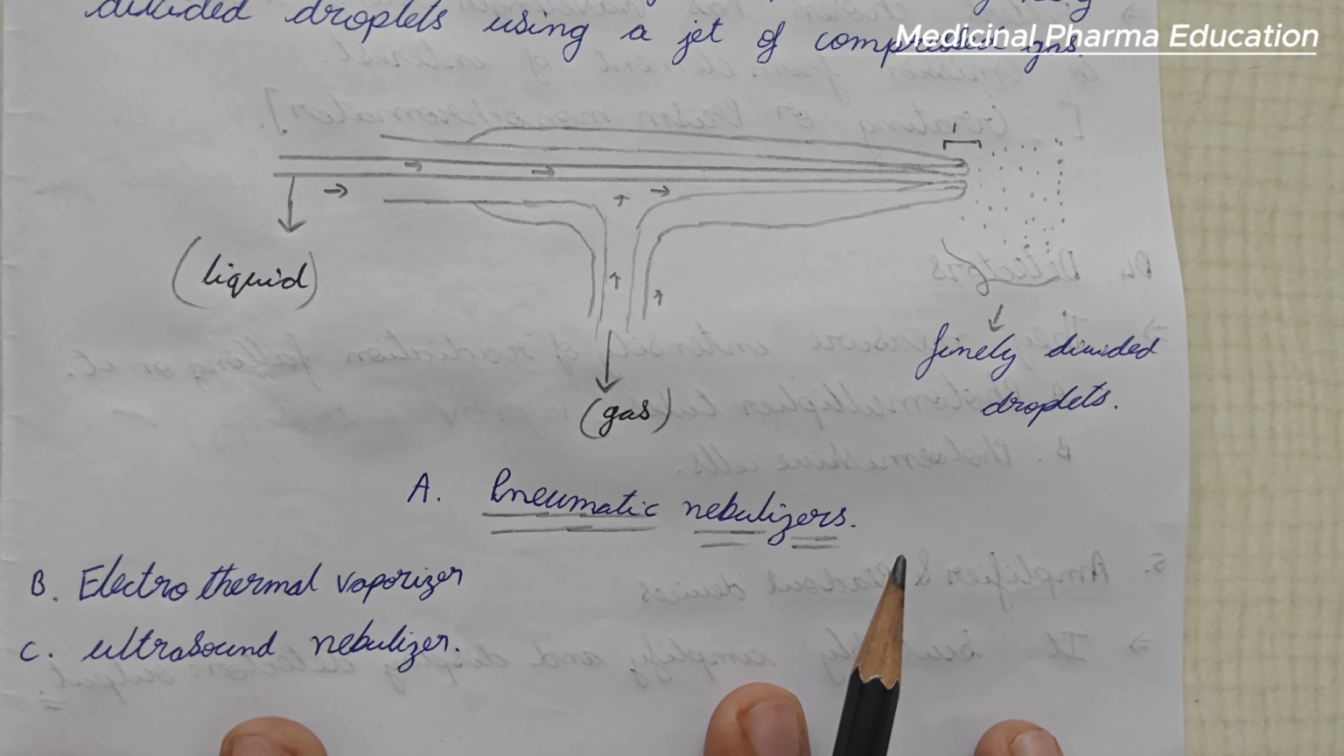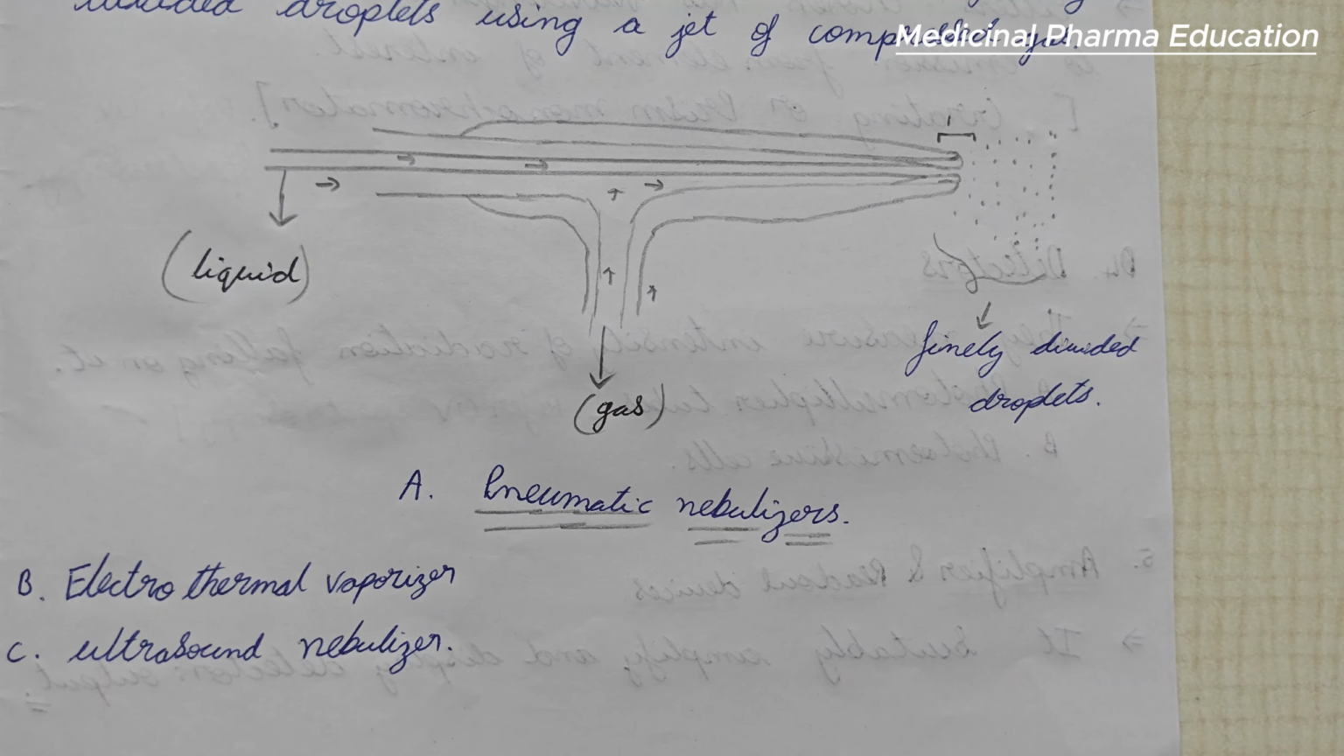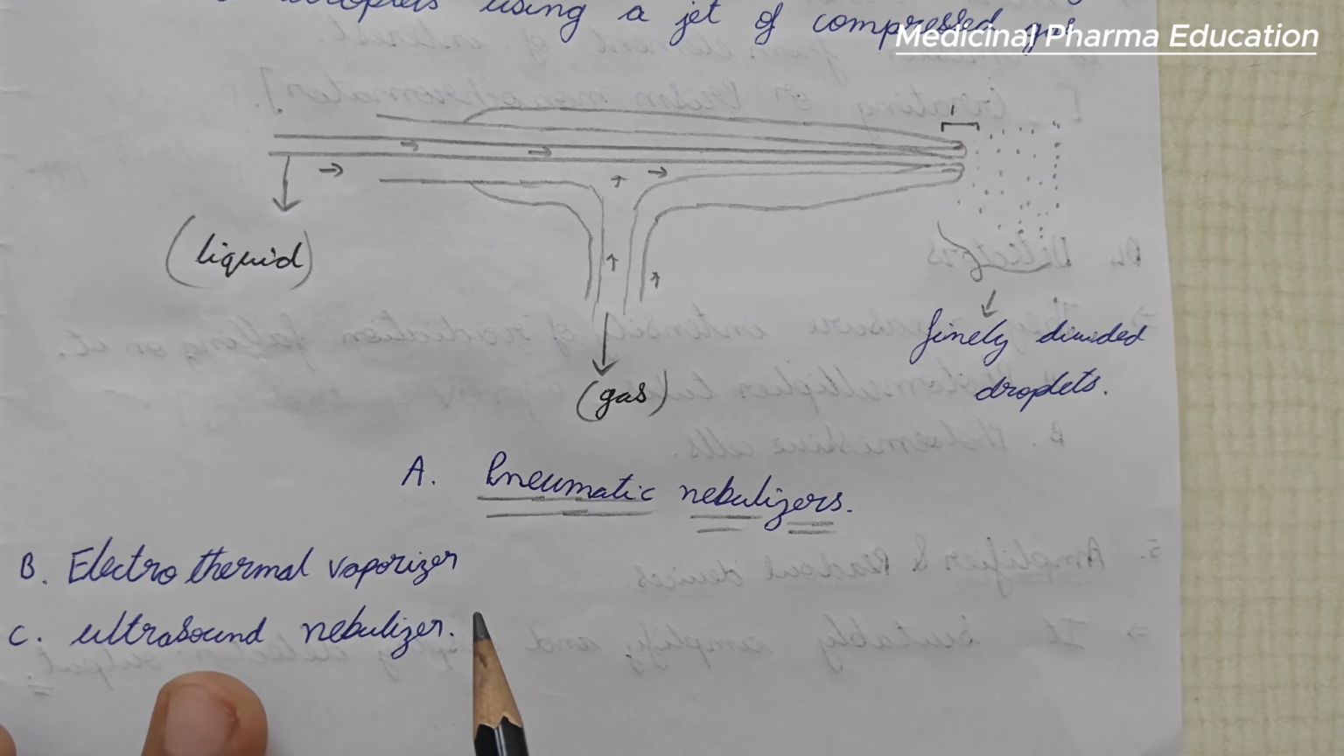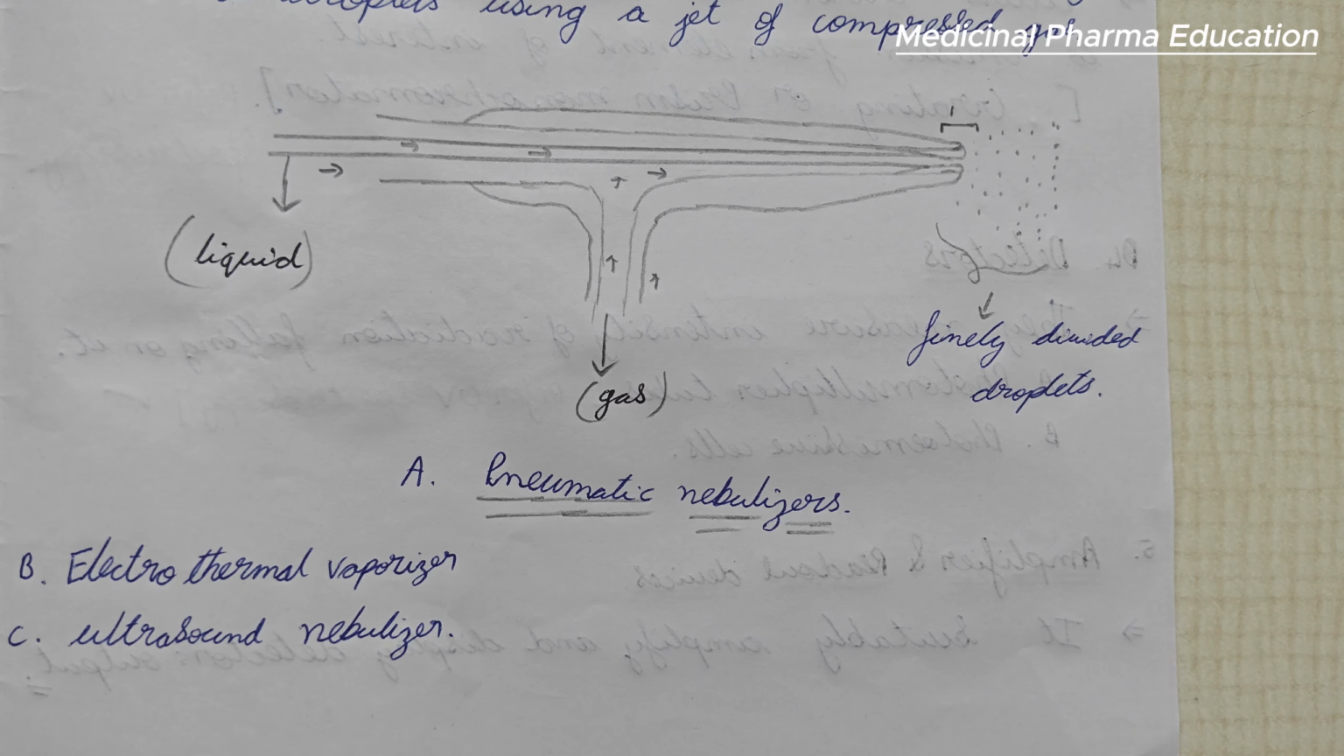Okay, next, there are mainly three types: pneumatic nebulizer, I think I've pronounced it correctly, next is the electrothermal vaporizer, and ultrasonic nebulizer. These are the three types of atomizer or nebulizer used.